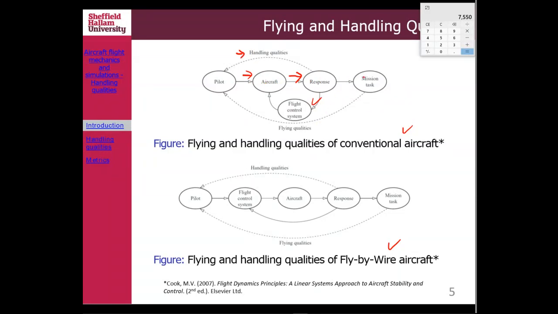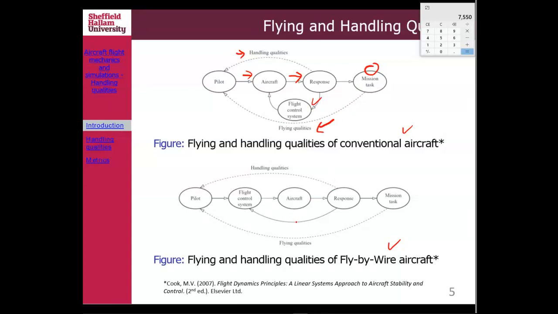But then when you include the task, that is how well you achieve the task, whether you achieve the task completely, with a perfect score, for example. That is related to the flying qualities.